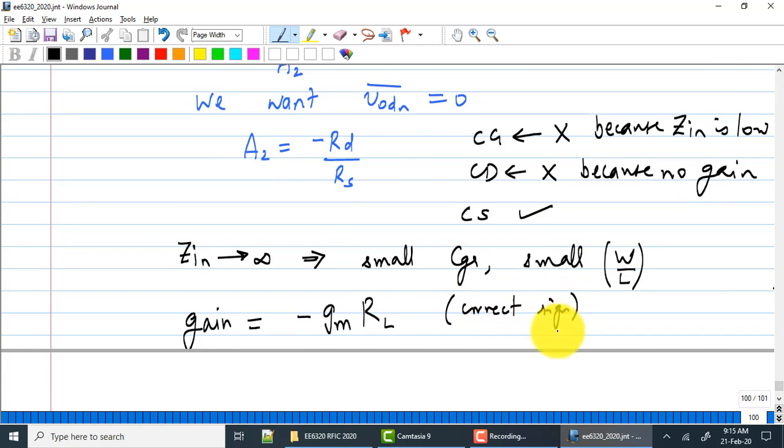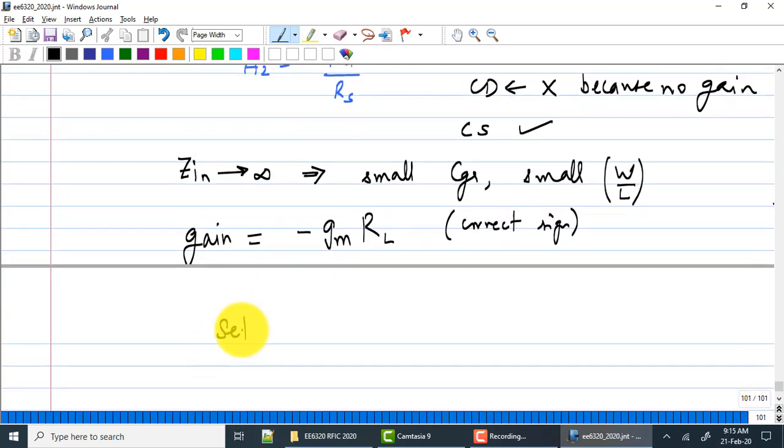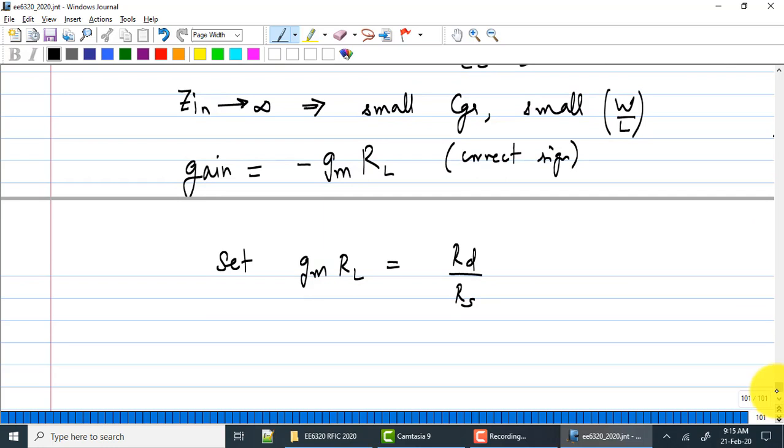That's also great. All you have to do is set the gm RL of the common source amplifier. So set gm RL equals RD by RS. Okay. What else do you need to do? Low noise, right?